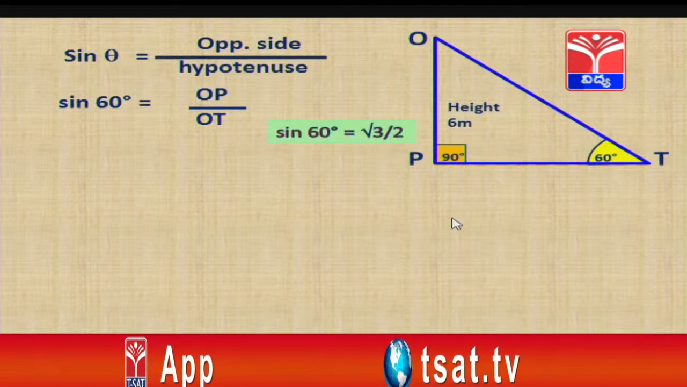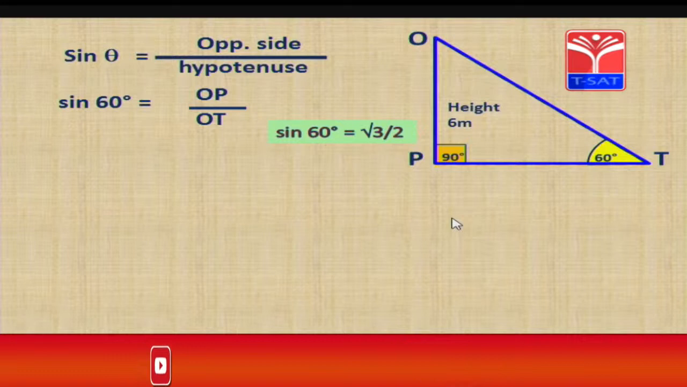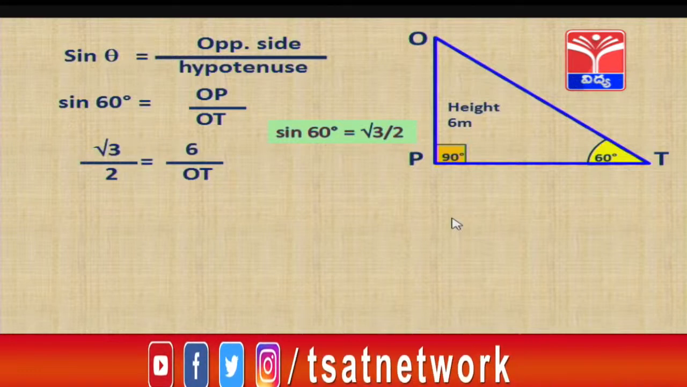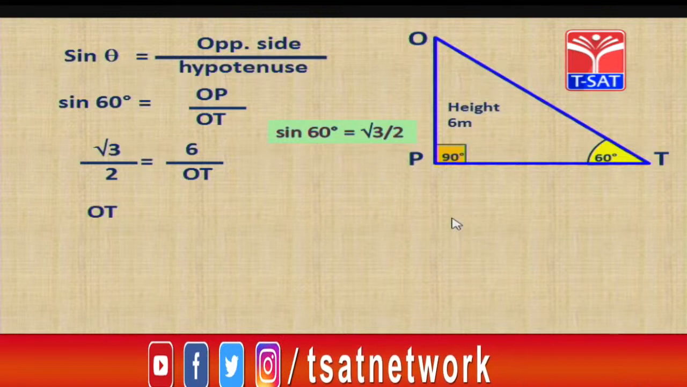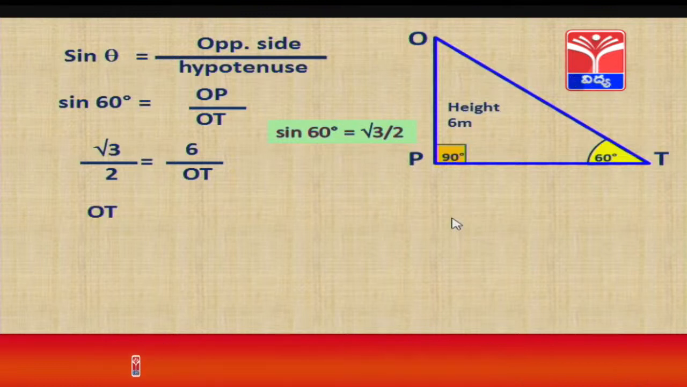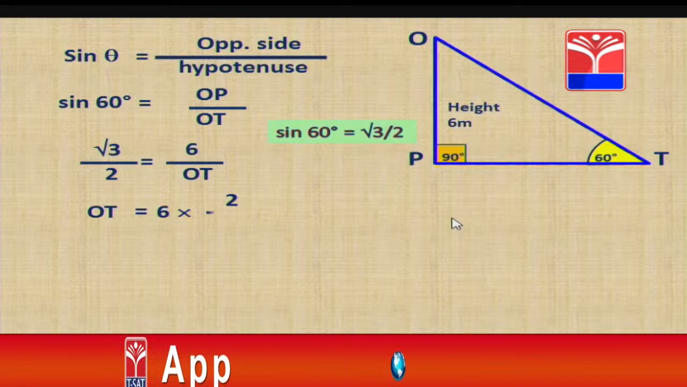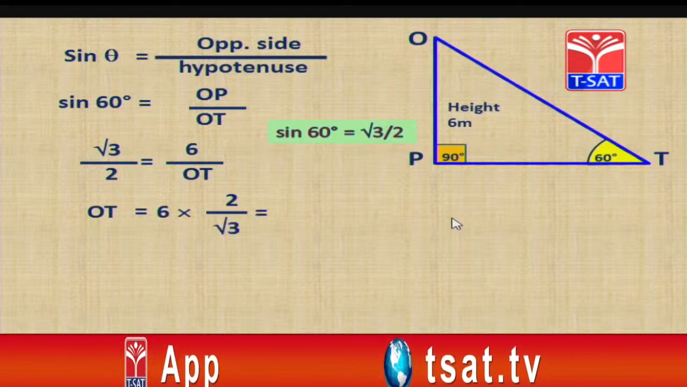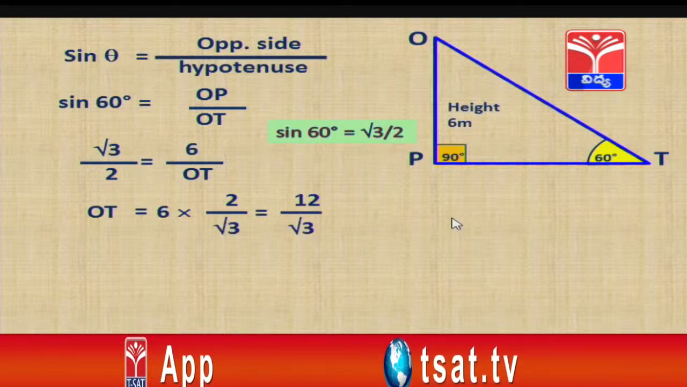Sin 60 is equal to OP by OT. Sin 60 is equal to root 3 by 2. Now, root 3 by 2 is equal to 6 by OT. Is that right? Now, OT is equal to 6 into 2 by root 3, which is equal to how much here? 12 by root 3.